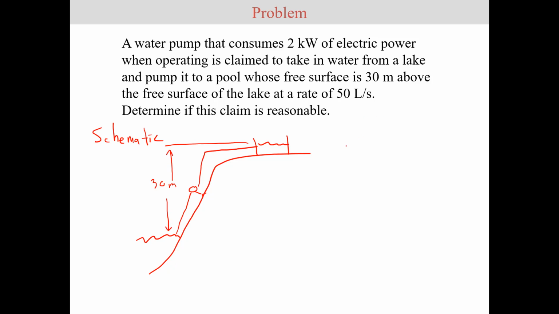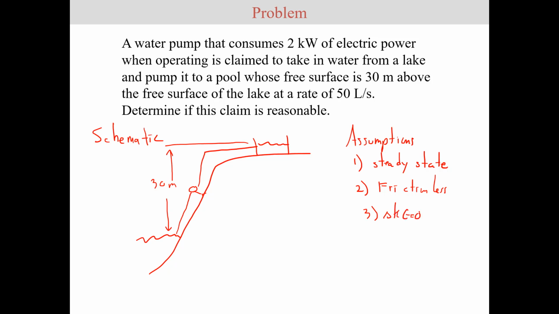So before I even get started with anything, I'm going to draw a few assumptions here. My first assumption is that this pump is operating at steady state, right? That means that it's at a constant flow and the state of the system is not changing. Number 2, I'm going to assume that the fluid flow through the pipes is frictionless. And number 3, I'm going to assume that there's no change in kinetic energy.